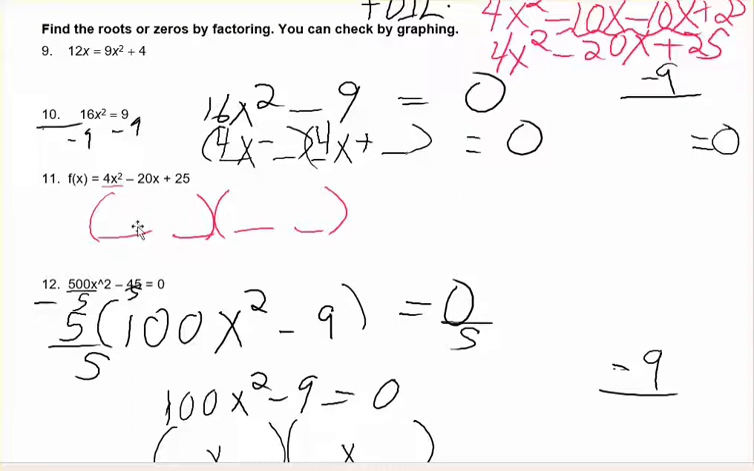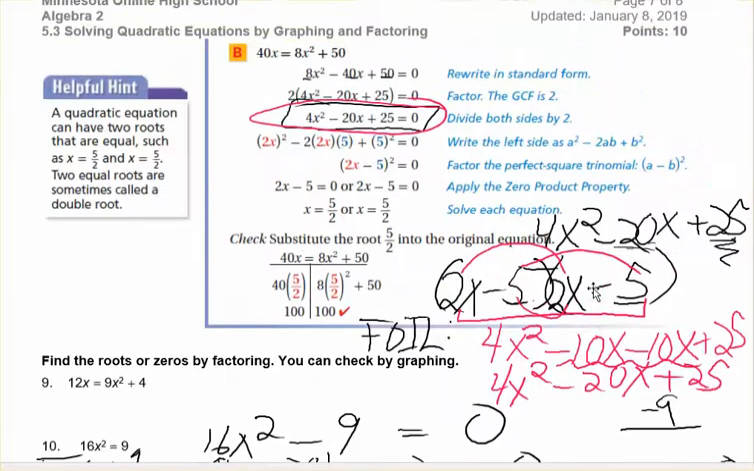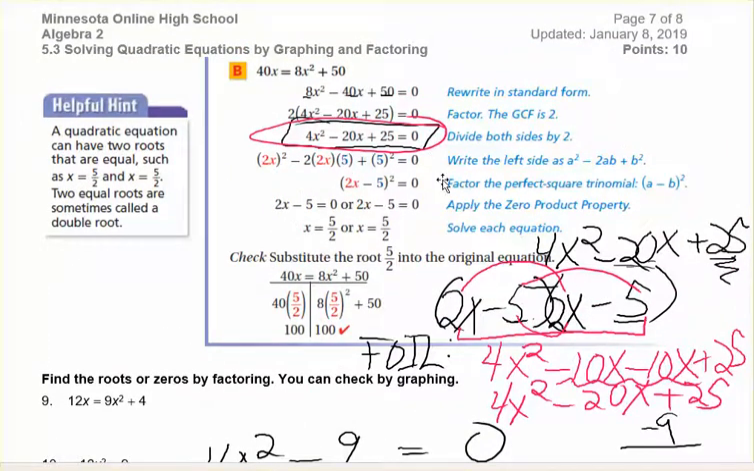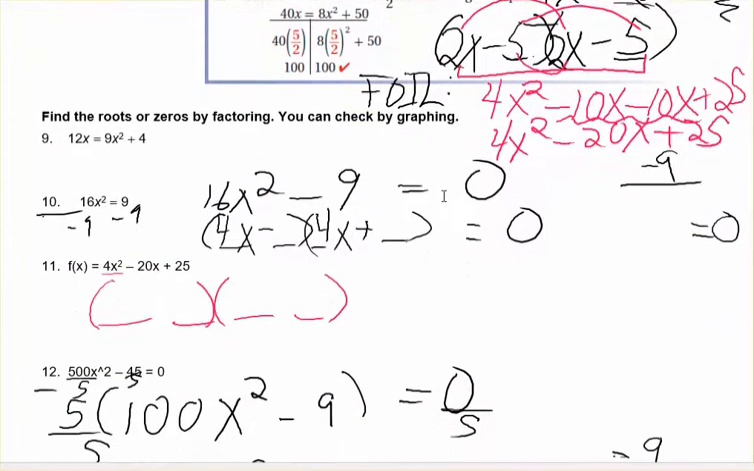4x squared minus 20x plus 25. It's right there. So when you do number 9, first thing you want to do is get everything equal to 0. So I'm going to subtract 12x from both sides. Now that leaves me with 0 on the left side instead of the right, but that doesn't matter. 9x squared minus 12x plus 4, and then it does happen that it is a perfect square trinomial, but that doesn't matter. We can do it this way. We'll do trial and error.